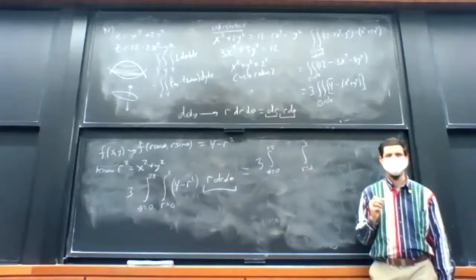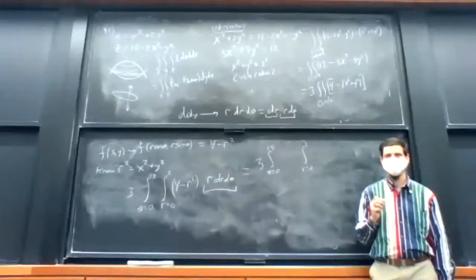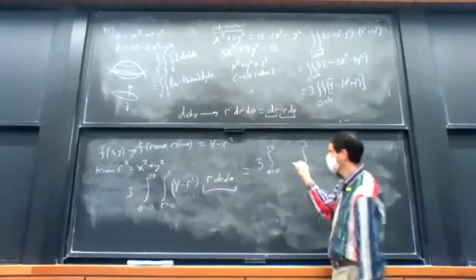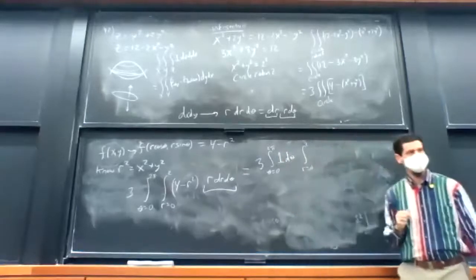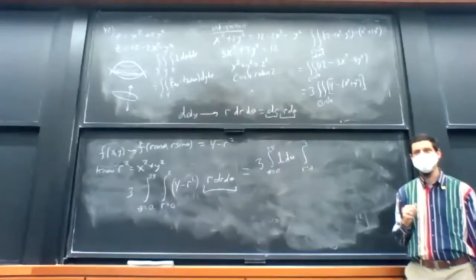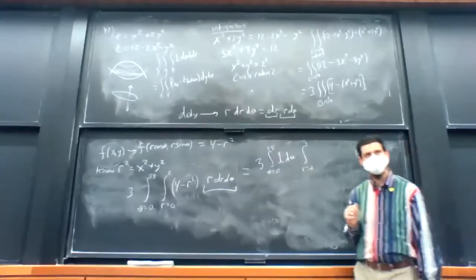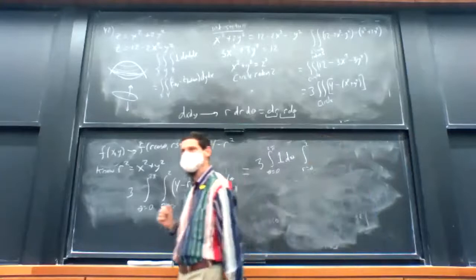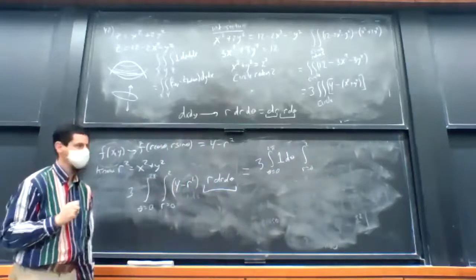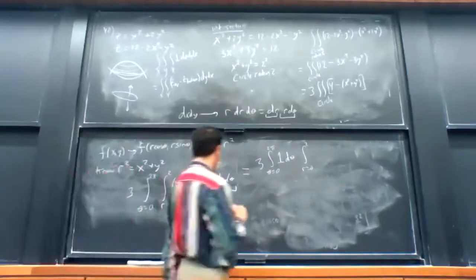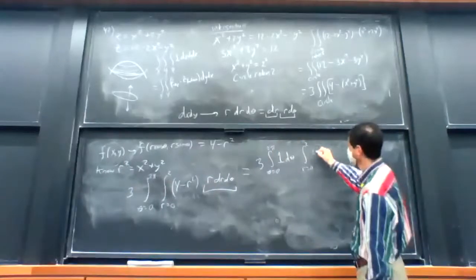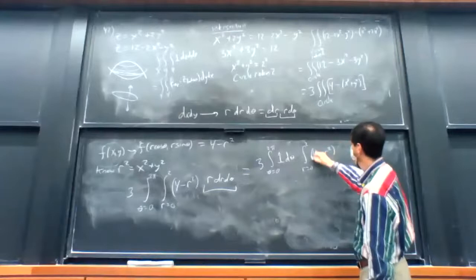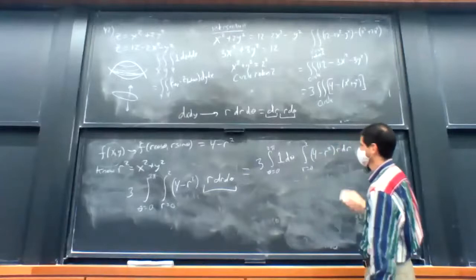What's the function of theta? It's the simplest possible function you can have. It's just 1. Well, maybe I could give you the function 0, but then I wouldn't really be spending much time doing the integration. And then what's the function of r? Which is 4 minus r squared times r dr.